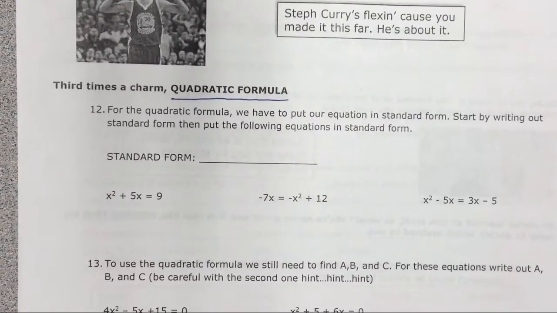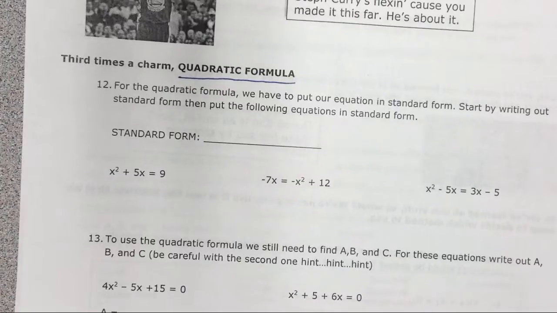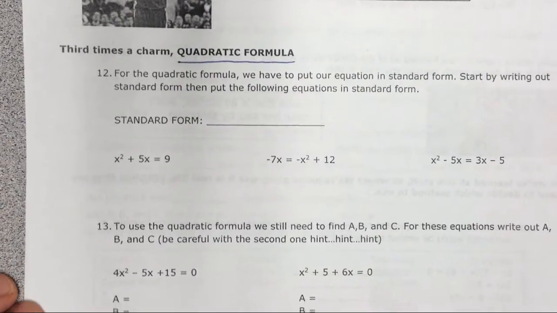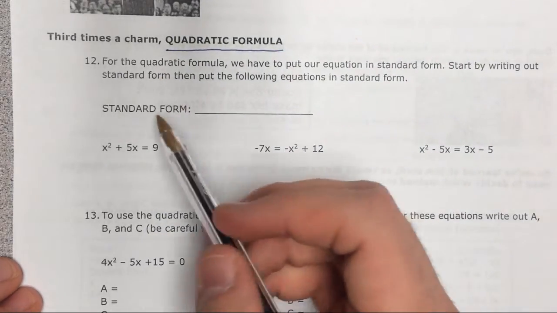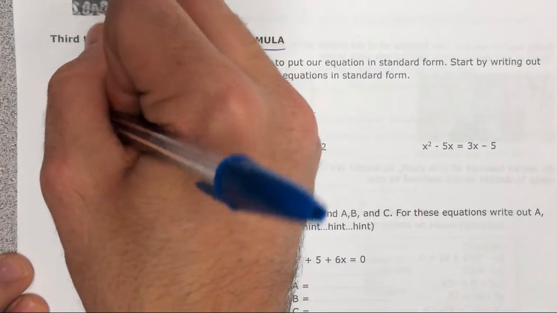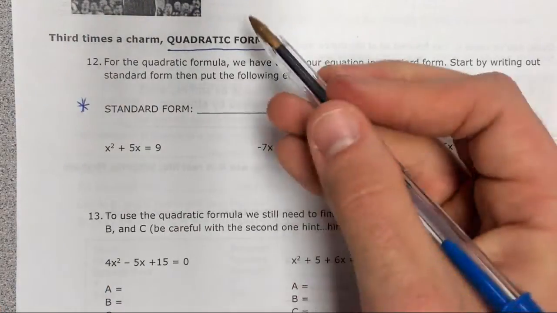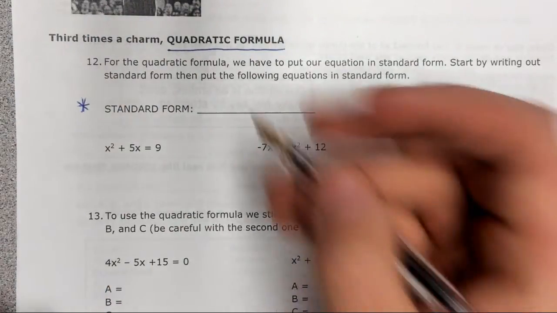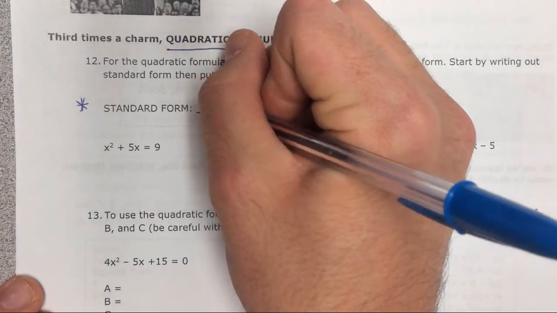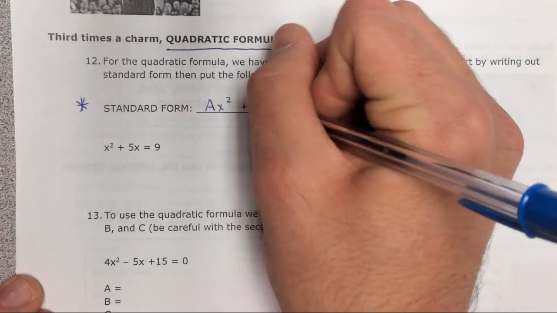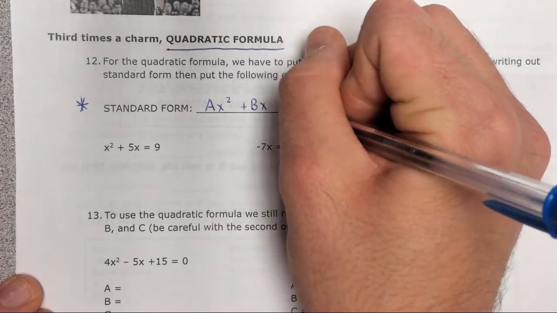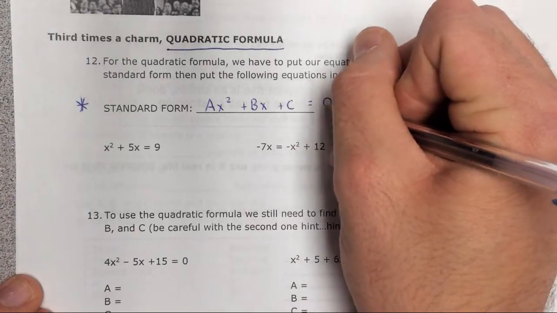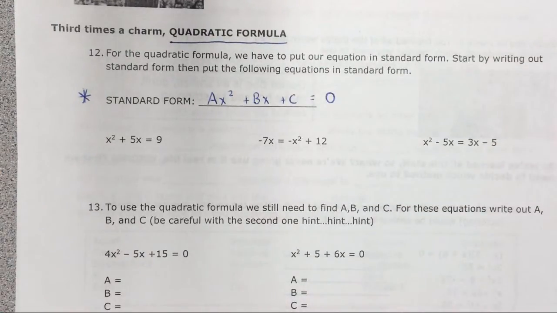way we solve problems: the quadratic formula. That's the one we've been practicing, and a lot of you have been getting really good at this. So, standard form. Remember, I always want standard form if I'm solving using the quadratic formula. Remember, standard form is ax squared plus bx plus c is equal to 0. It always has to be equal to 0.